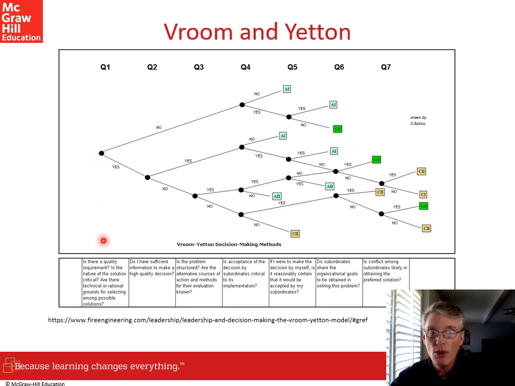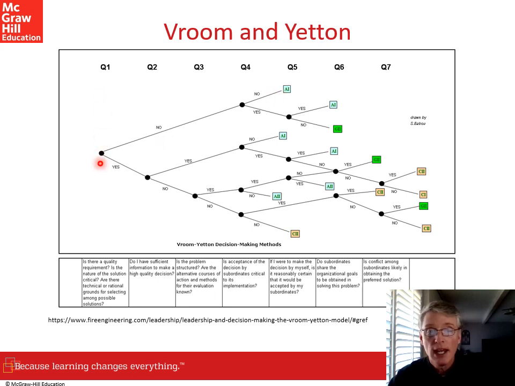So when there's no quality requirement, like what am I going to have for lunch today, other people don't need to be involved in that. It doesn't really matter if they accept it. I can just decide by myself. That's a simple example, but within an organization, kind of the same thing.